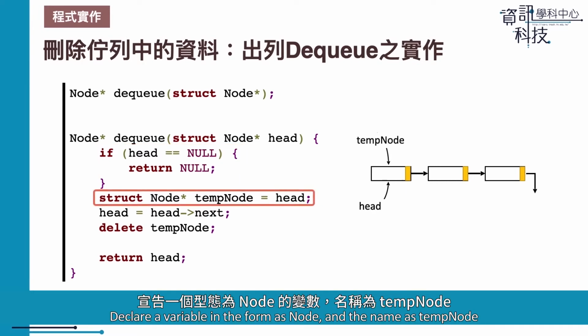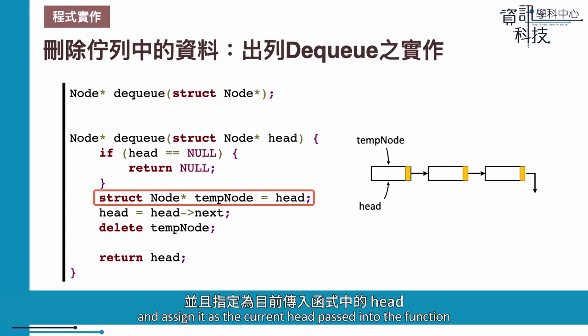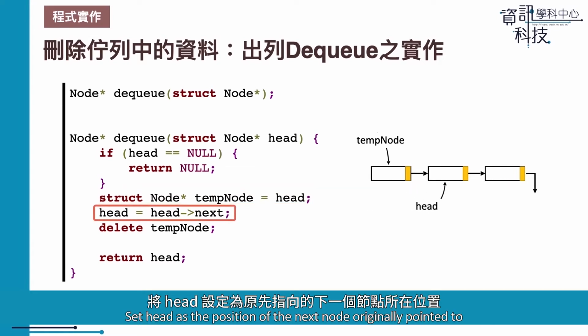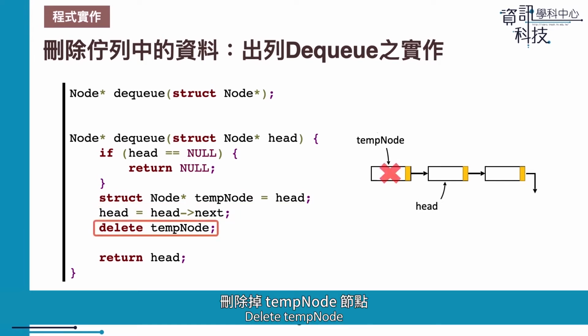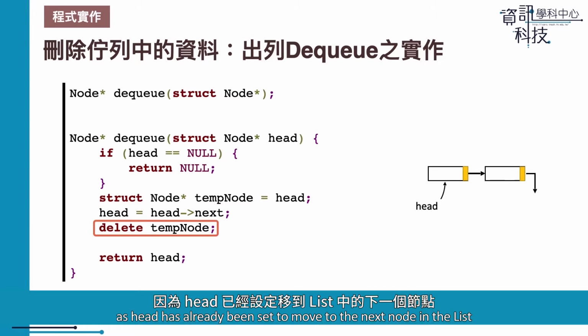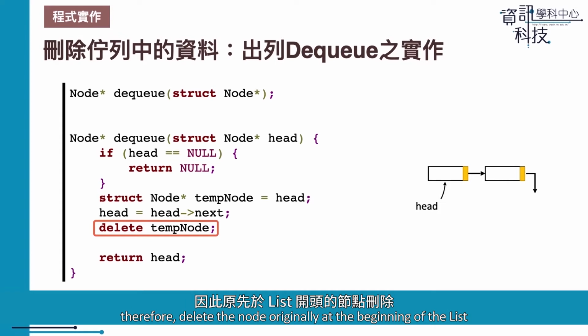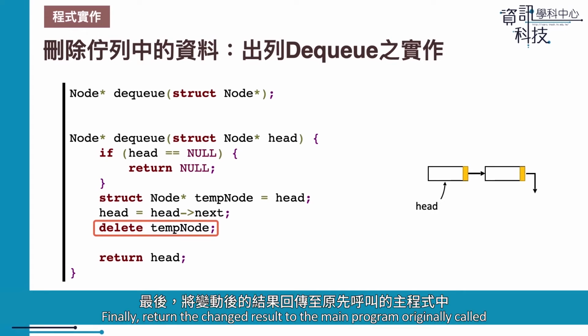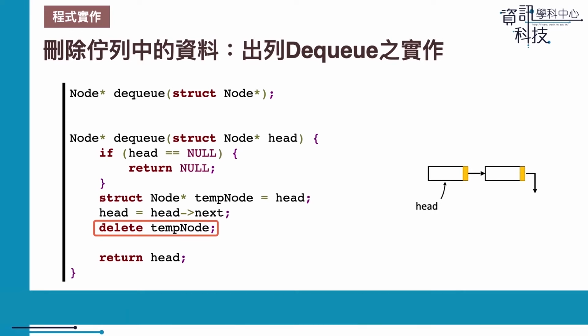Step 2. Declare a variable in the form of node and the name as temp node, and assign it as the current head passed into the function, representing the node at the front of the list. Step 3. Set head as the position of the next node originally pointed to. Step 4. Delete temp node. As head has already been set to move to the next node in the list, therefore, delete the node originally at the beginning of the list, meaning removing the node at the front. Finally, return the change result to the main program originally called.